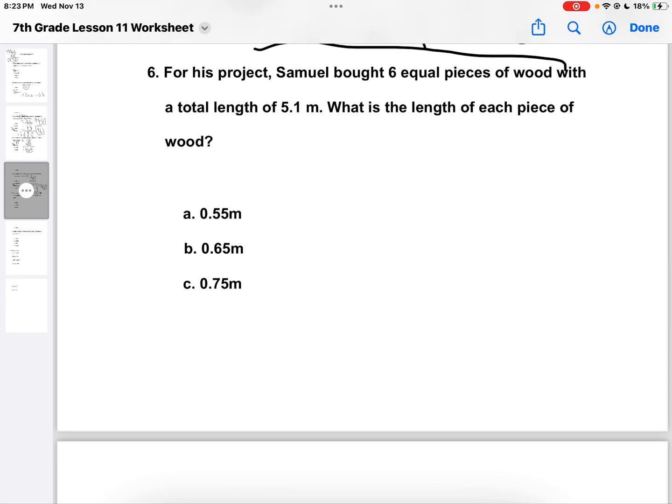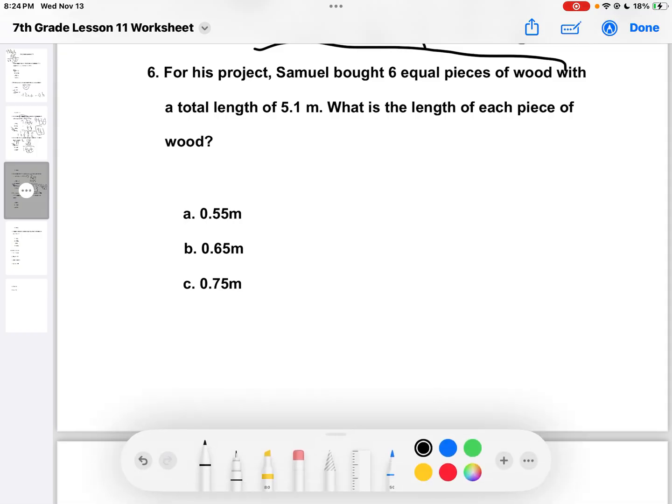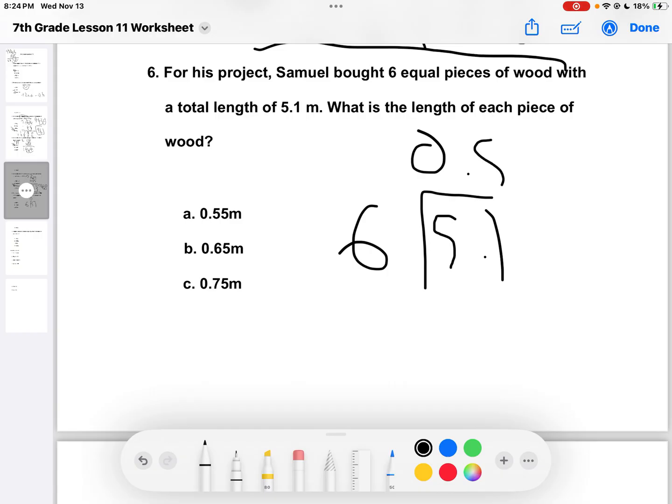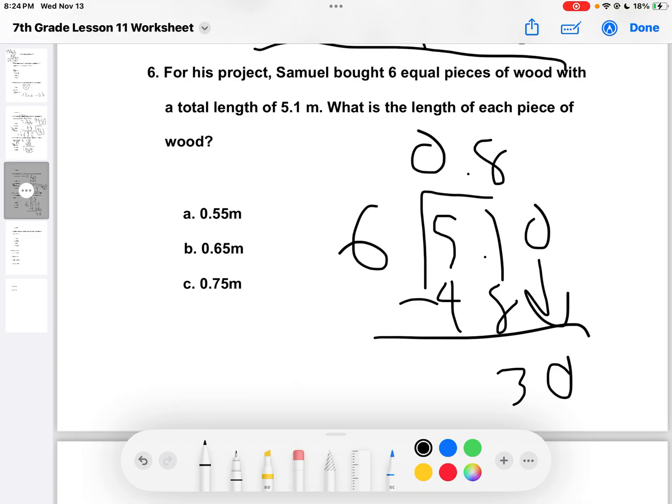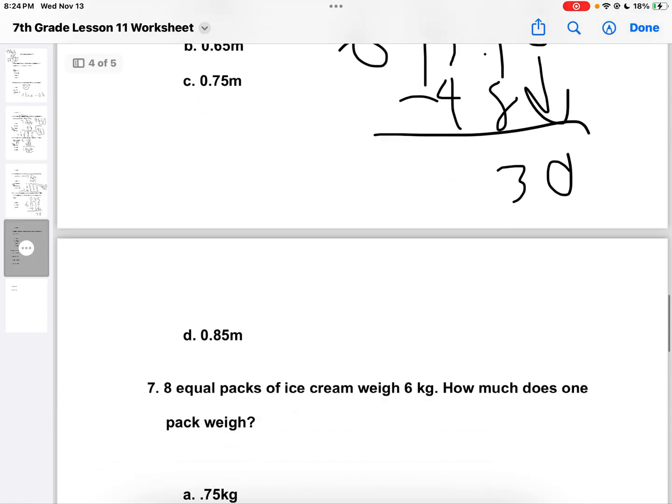Alright, number 6, for his project, Samuel bought 6 equal pieces of wood with a total length of 5.1 meters. What is the length of each piece of wood? So he bought 6 equal pieces with a total length. So we could just divide 5.1 by 6. So 6 does not go into 5, so we'll put a 0 and a decimal place. 6 goes into 51 about 8 times, and minus 48, and this will give us 30. And 6 goes into 30 exactly 5 times. So the answer will be 0.85. So the answer will be D.